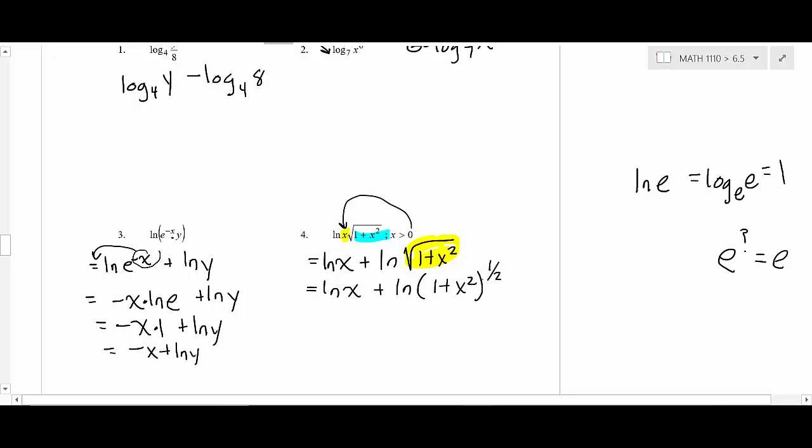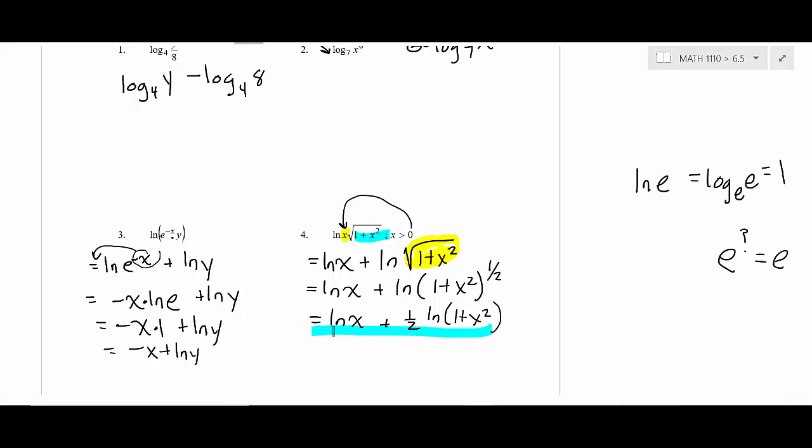Okay, there's one other thing you can do. What is that? Say something. I'm checking you. Okay, what can you do with the 1/2? Bring it down. Okay, that's the property. So that thing comes down in front like that. So you'll have ln of x plus 1/2 ln of 1 plus x squared like that. Now that's as far as you can take that problem. You've expanded it out using those properties as far as you can. You can't do anything with this.